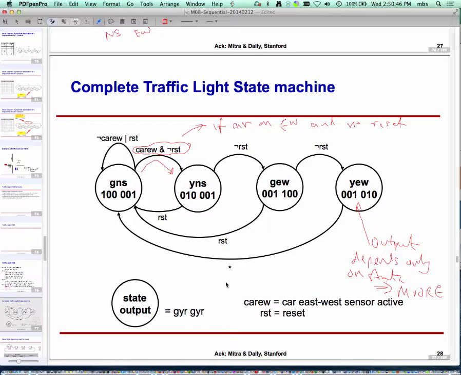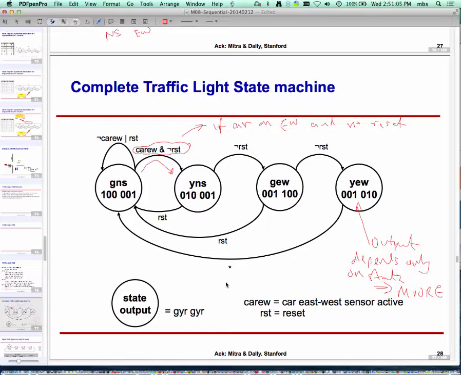Why do we need reset from the YNS to GNS or from GW to green? Because the spec said that whatever state you are in, if the reset comes, you have to go immediately, as in the next clock tick. Normally it won't happen, but like in real life, it's not going to happen, right?